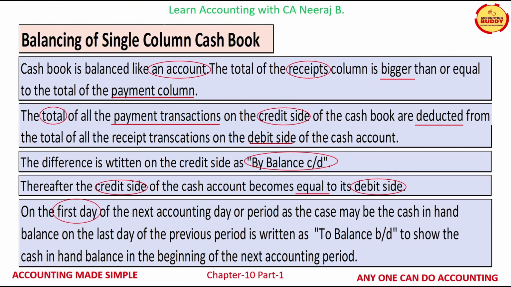On the first day of the next accounting day or period, as the case may be, the cash in hand balance on the last day of the previous period is written as to balance brought down, to show the cash in hand balance in the beginning of the next accounting period.